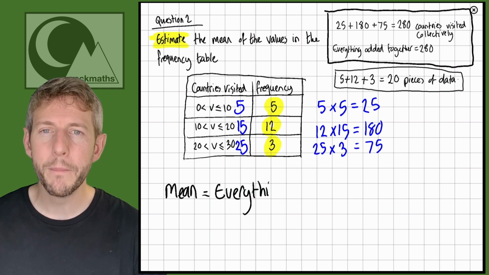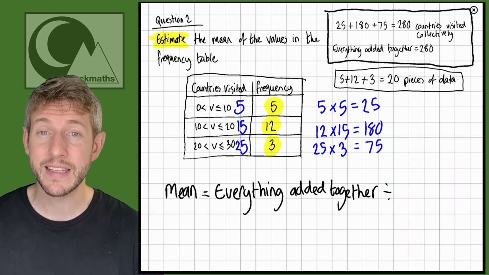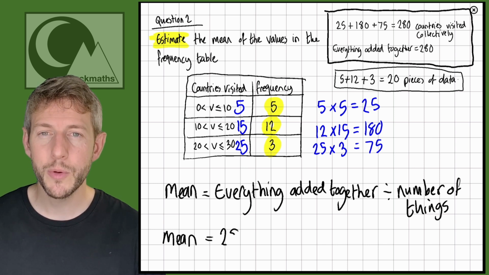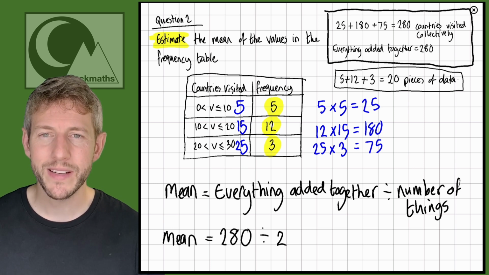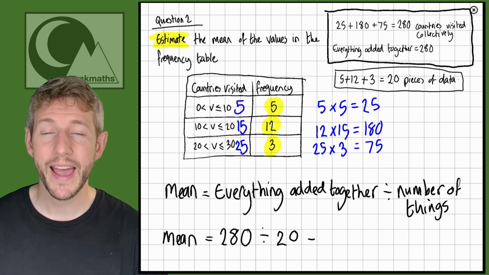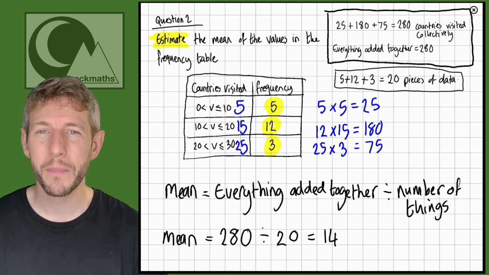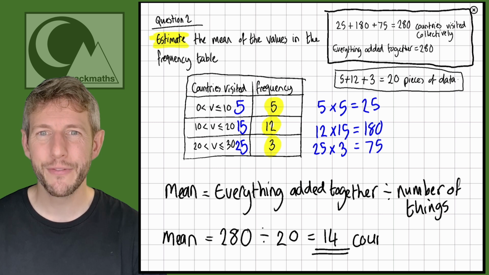So remember, the mean equals everything added together divided by the number of things. So the mean is going to be 280 divided by 20. So 280 divided by 20 equals 14. So the estimate of our mean for this frequency table is 14 countries.